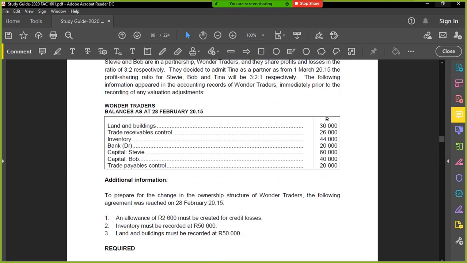Okay, so Stevie and Bob are in partnership, Wonder Traders, and they share profits and losses in the ratio 3:2, respectively. I'd highlight that. Very good. Why? Because it's important. It's how they're going to share their profits, and when a new partner comes in.